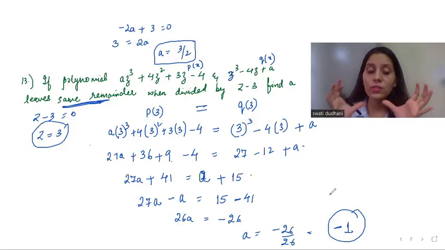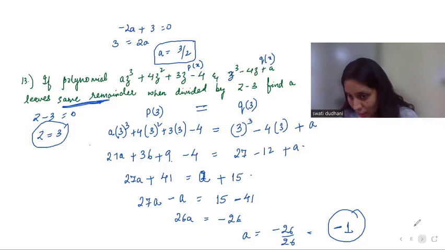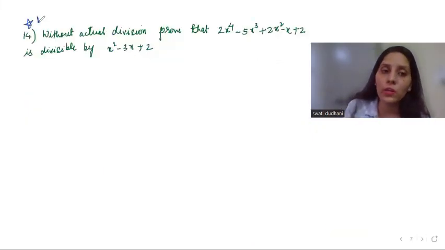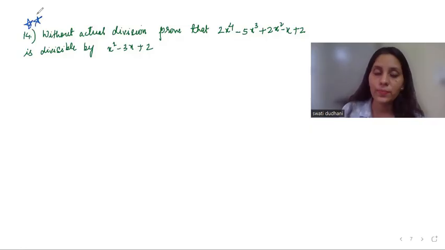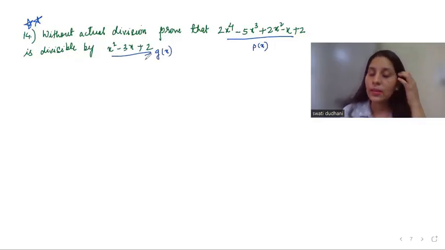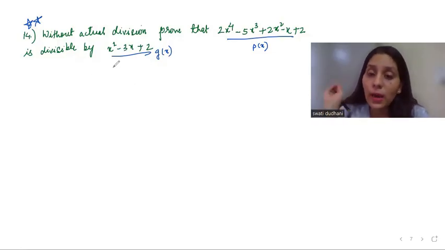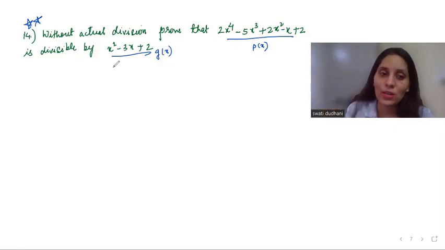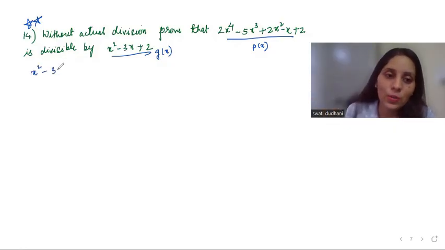So everywhere it is just the factor and remainder theorem, which has only 2 steps. Now next is one of the most important questions, which has come multiple times. Without actual division, prove that P of x is divisible by G of x. Divisible means the remainder should be 0. So first, how do we do this? The first step is the divisor to be equated to 0.